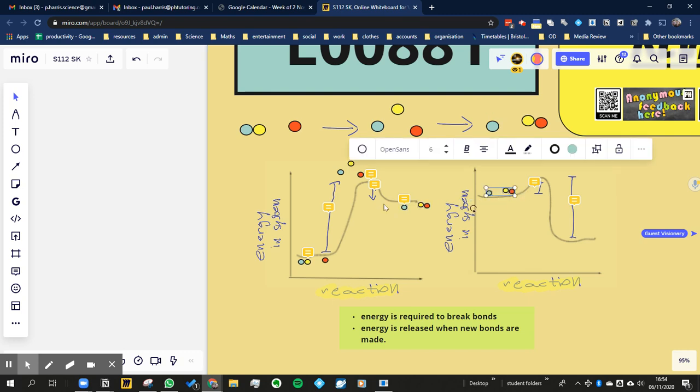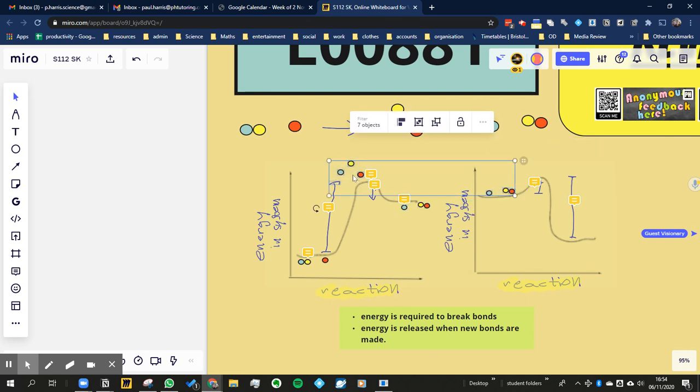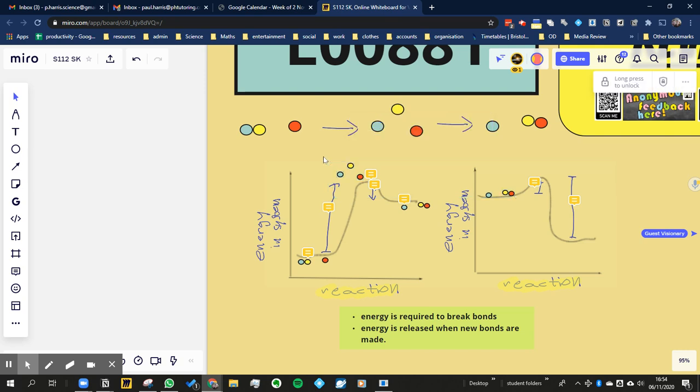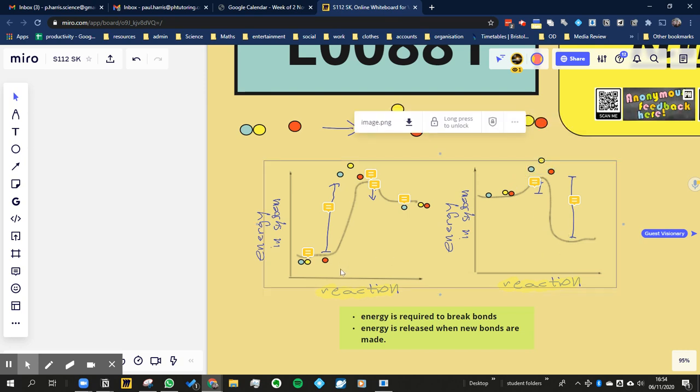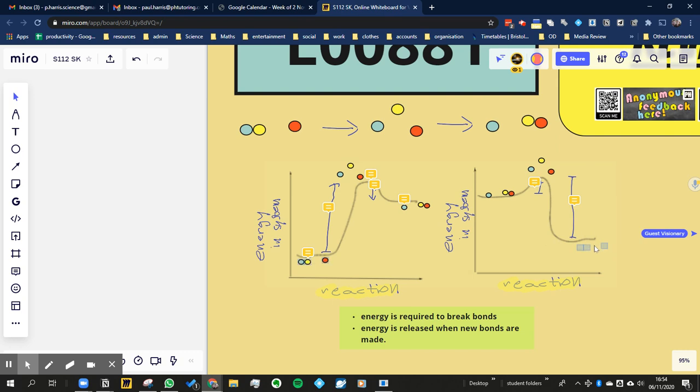So maybe the one on the right might be something like this. It starts off with that, then we're going to break that bond to make it appear like that, and then we're going to get it to eventually go like that. Clearly, it's not quite to scale, but yeah, you can see. So we're starting off with that. We're going to break it all. Then we're going to release. It's going to release a ton of energy.